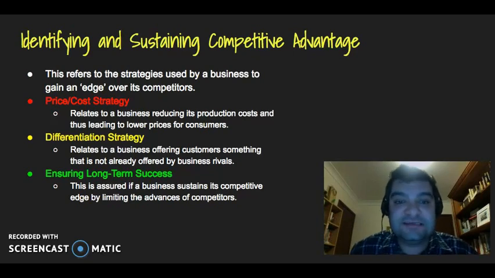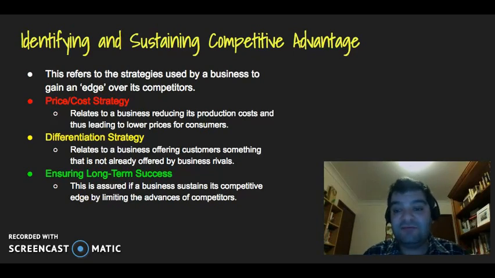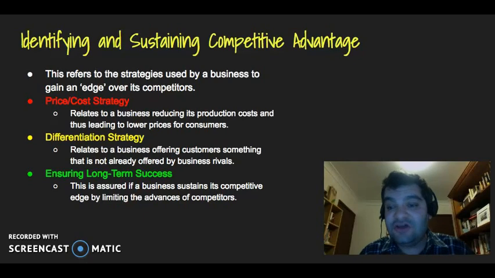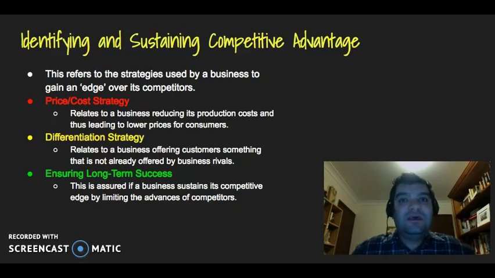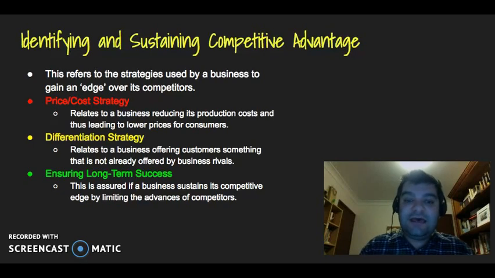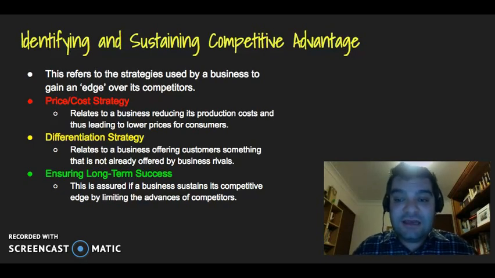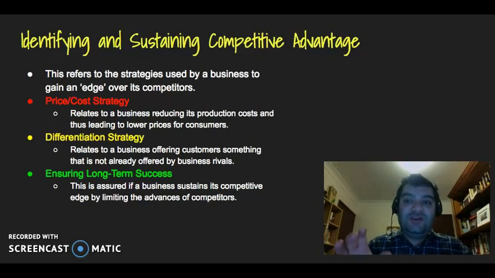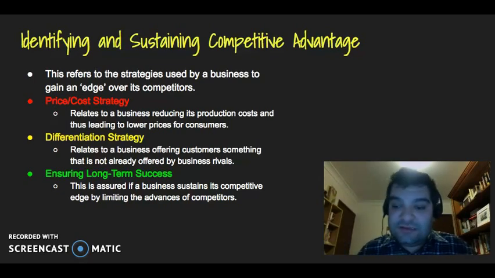Another way a business can maintain competitive advantage is through differentiation strategy. Basically offers customers something that other businesses simply don't have. Okay, so if you've got something totally different, totally new, totally removed from what competitors have, then you're going to get a new market, basically. And if you can keep that, then you'll not only entice new customers, but you'll keep your current ones as well. Okay, establish that brand loyalty.